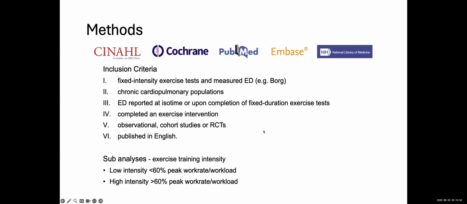What we did look at, though, is we broke it down into a sub-analysis by the intensity of the exercise training that was completed. So whether that was low intensity, less than 60% of their peak work rate. Most of these studies were fixed intensity, but they had already completed their maximal intensity exercise tests to work out the constant rate. Then the high intensity we looked at was greater than 60% peak work rate.